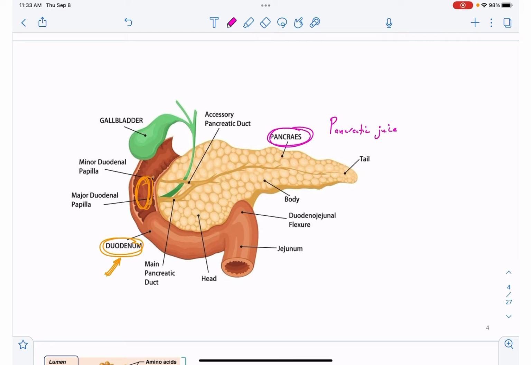And that pancreatic juice is going to be secreted into the pancreatic duct, and then it's going to be secreted into the duodenum. So the pancreas is located outside of the alimentary canal, but it produces digestive secretions that are going to be secreted into the alimentary canal and contribute to the digestive processes. And pancreatic juice is critically important for the digestion of all of the major nutrient classes.